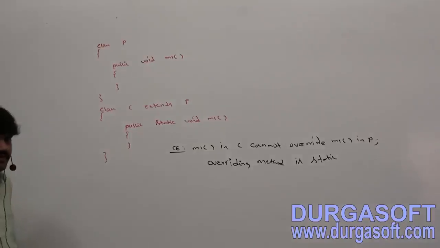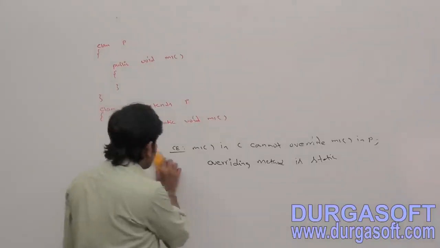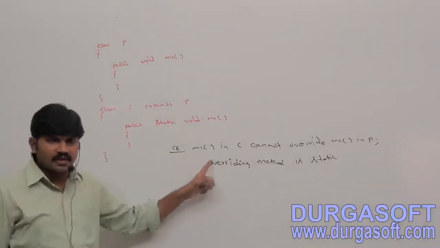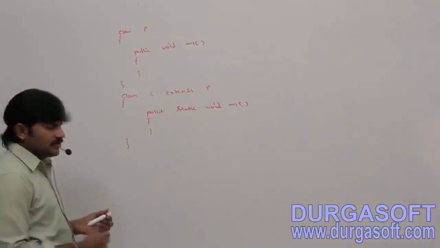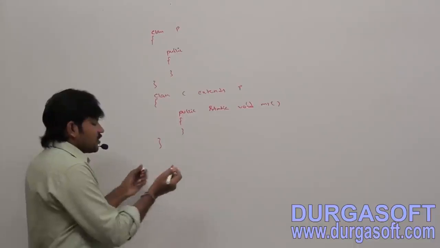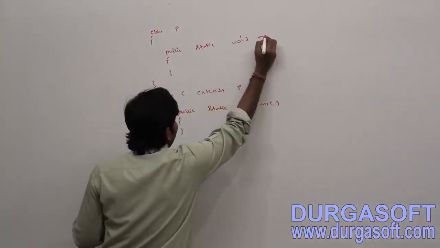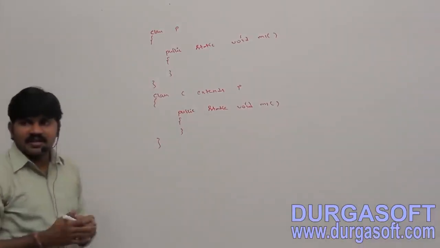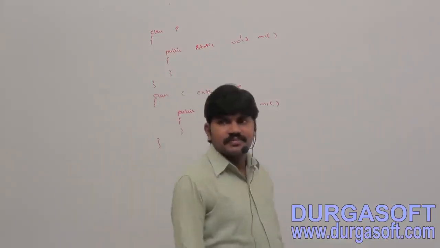I hope it is clear for you people, right? So it is invalid. Now my target is this: the parent class method is static, and the child class method is also static. Can you tell whether it is valid or not?